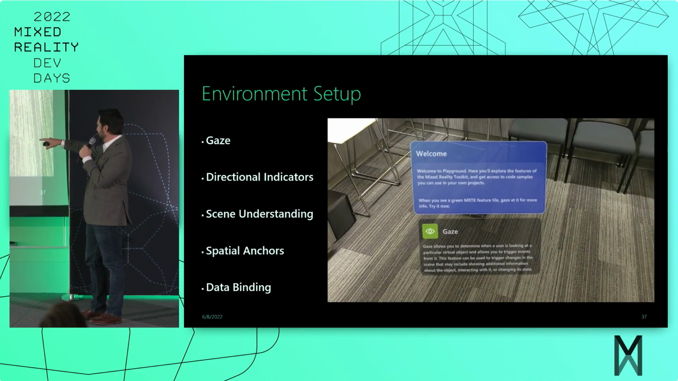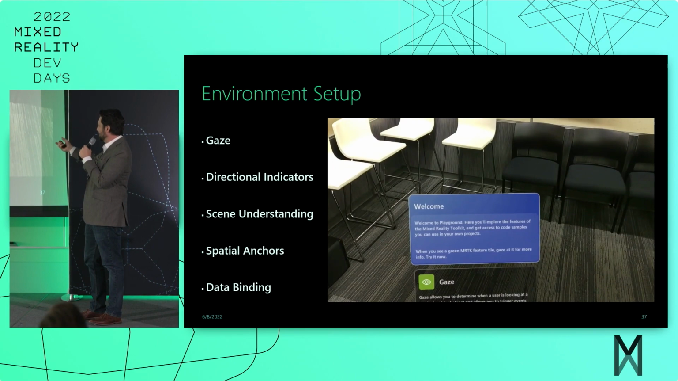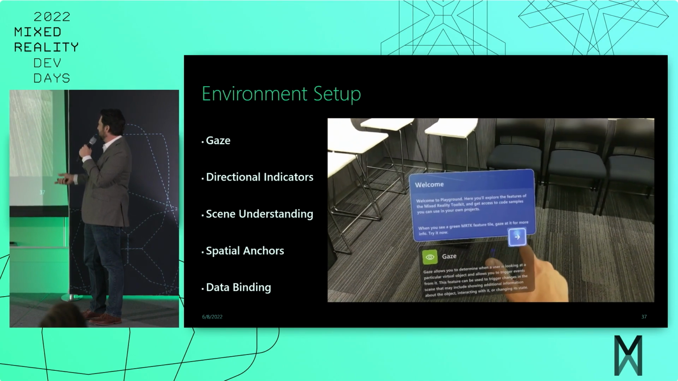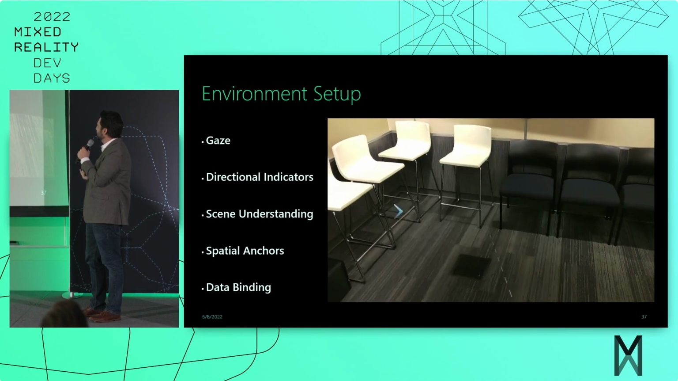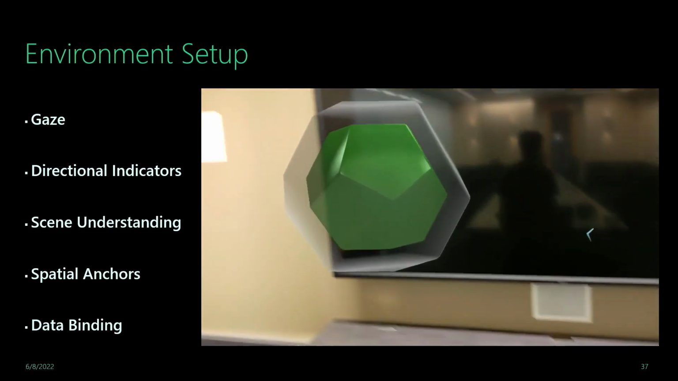And so you can see here, you've got this little tooltip. It says, "Gaze, it's awesome. Here's how it works. And welcome to the playground. Let's get started." We've got to scan our space and see what the space looks like. Here are my directional arrows that I was mentioning.